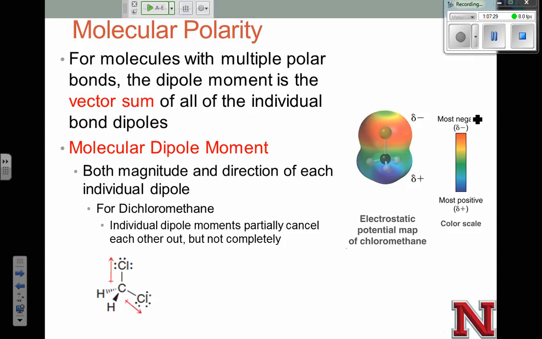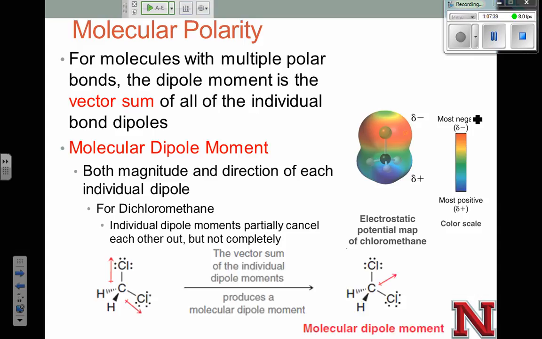So when you're looking at molecular polarity, you have to look at both your magnitude and direction. So for example, dichloromethane. They cancel each other out somewhat, but not completely. And we have an overall dipole. Yep. Oh, I thought your hand was up.